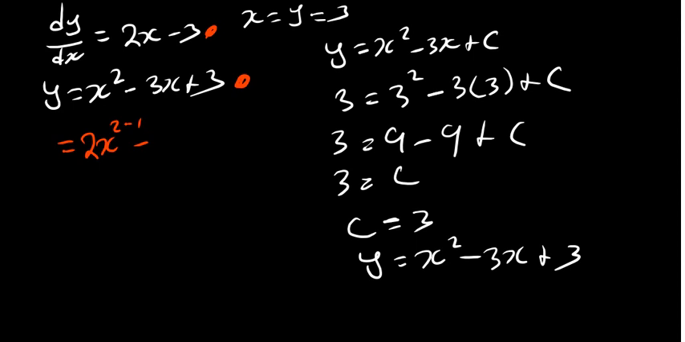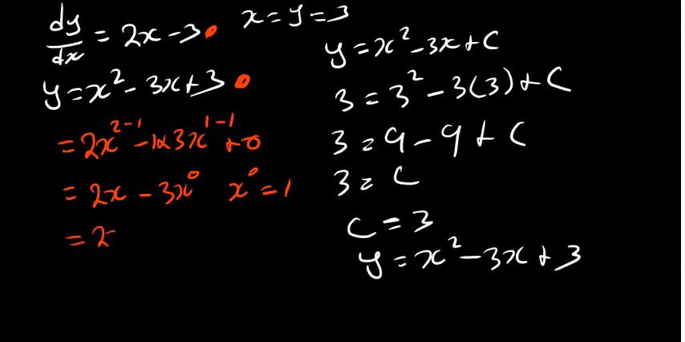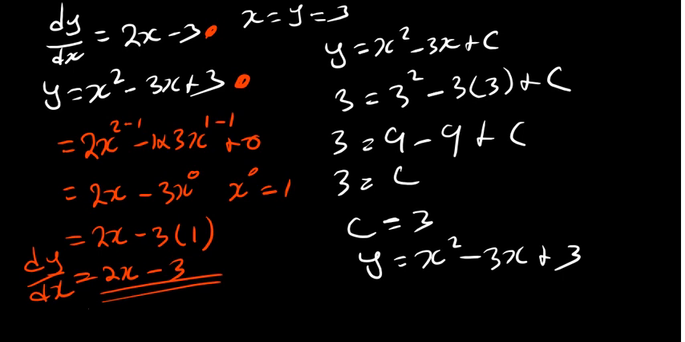Here it's more like you are just multiplying the 3 by 1. Let me just show it: 1 multiplied by 3x to the power 1 minus 1, plus this one is just a 0. So what we have is 2x to the power 1 minus 3x to the power 0. Any number to the power 0 is 1. So x to the power 0 is equal to 1, meaning this is 2x minus 3 multiplied by 1. That would be 2x minus 3, bringing us back to our gradient function. So that's how you go about solving that question.